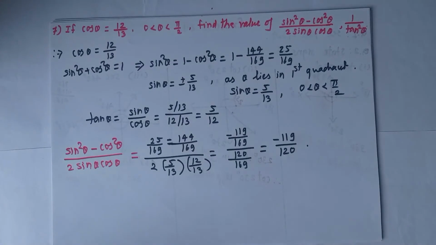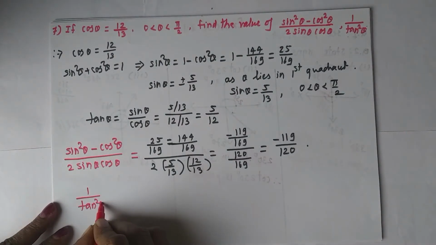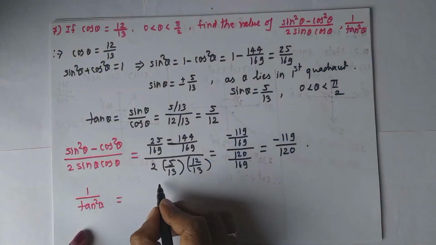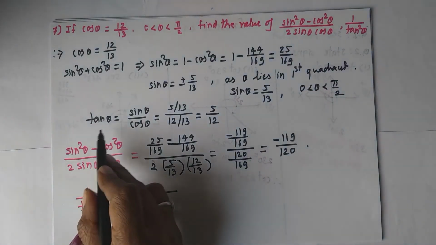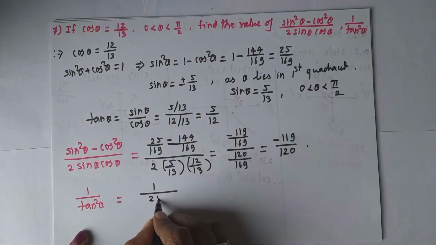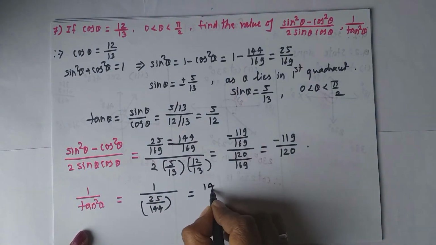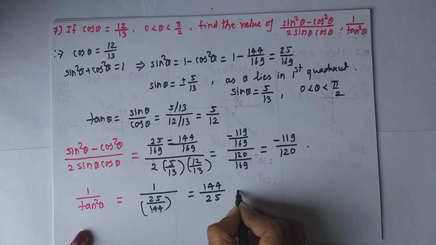Okay. Then we will find the second one, 1 upon tan squared theta. Then keep the value of tan squared theta. What is that? Tan theta is 5 by 12. Its square is 25 divided by 144. And it will be simply 144 divided by 25.